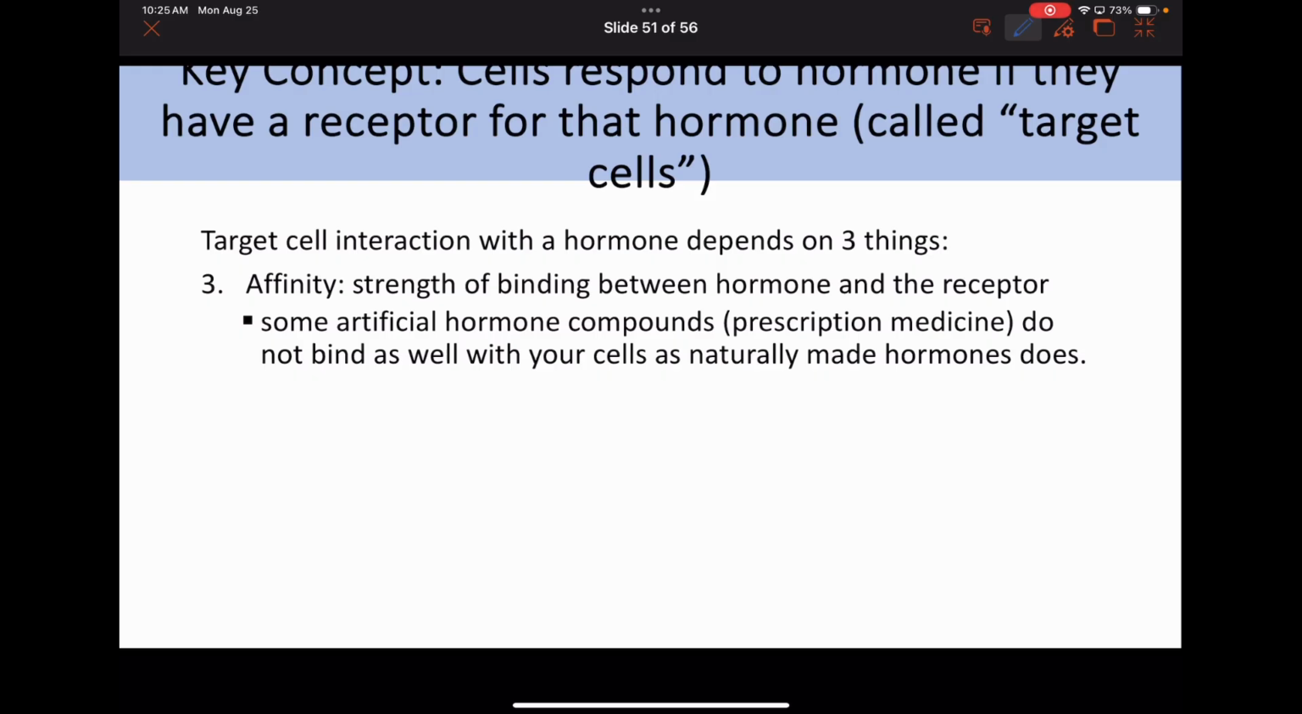And so some artificial hormone compounds, so if you're taking hormone replacement therapy, sometimes those artificial hormones don't bind as tightly as the naturally occurring ones do, and so you may get less of a response with hormone medication management than you would if your body was making it normally. Okay? So there's a relationship between the hormone and the receptor. And some bind more tightly than others, and so therefore they'll have a bigger response than others. Questions about that?